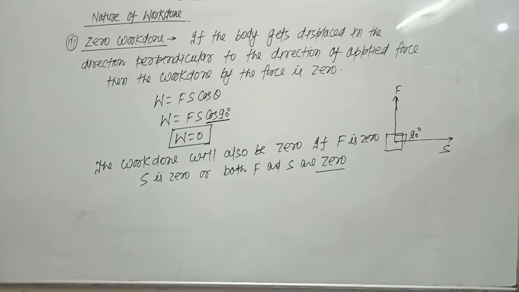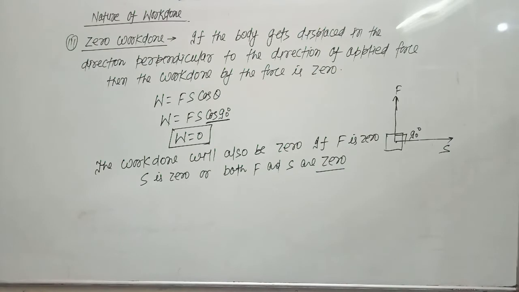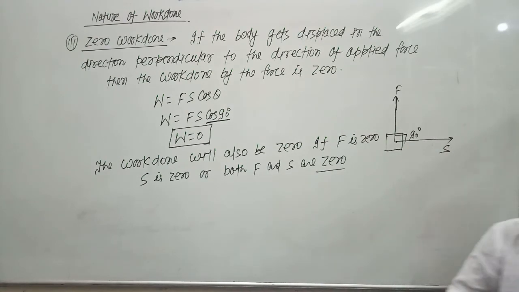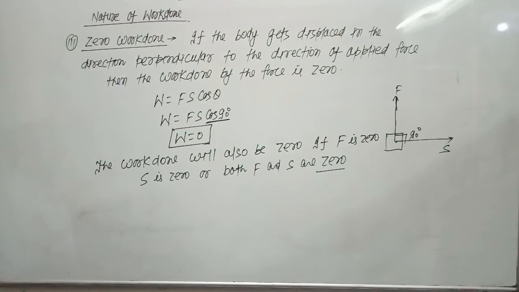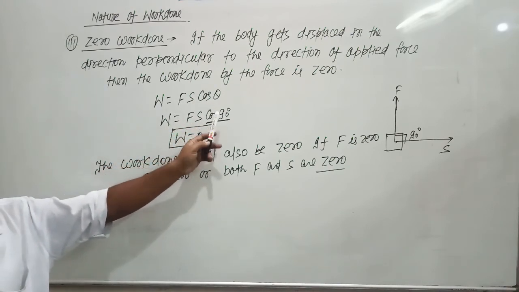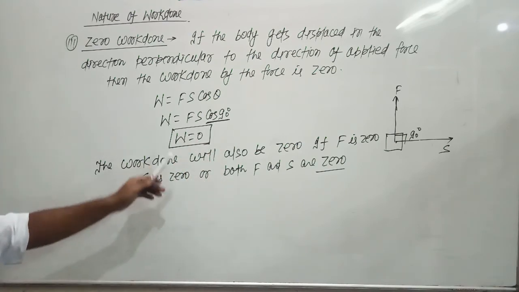When the applied force is 0, then the work done will be 0. When the displacement is 0, then again work done is 0. And when both the applied force and displacement are 0, then in that case again work done will be 0. So this is the definition of zero work done, when the applied force and displacement are perpendicular to each other. And when the applied force is perpendicular to the direction of displacement, then the work done by the force is 0, because theta is the angle between force and displacement, and when the value of theta is 90 degrees, means F and S are perpendicular to each other, then work done will be 0.